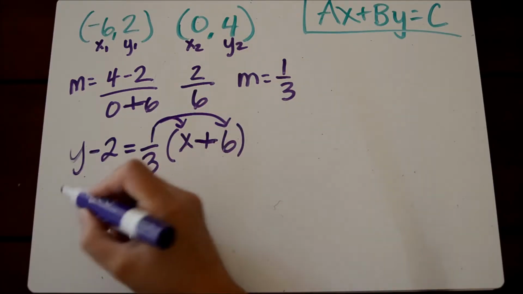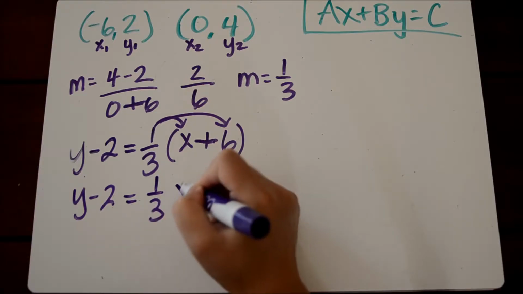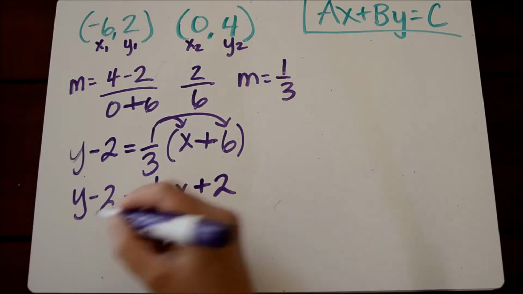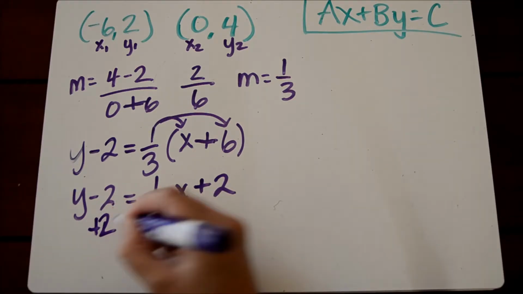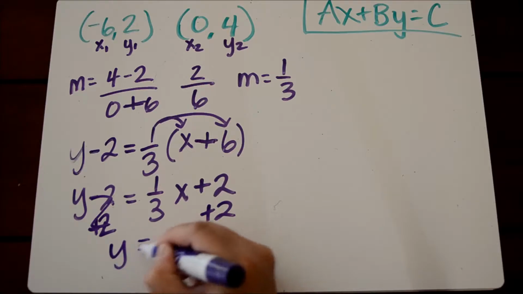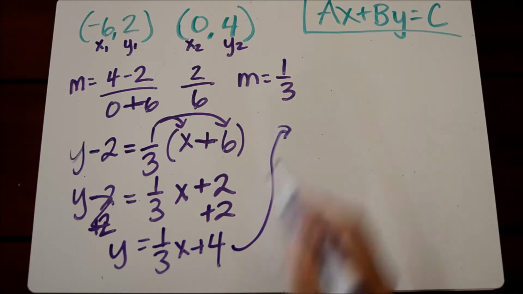So again, we're going to distribute. Here when we distribute, we get 1/3 x plus 2. We're going to move the constants to the right-hand side. So add 2, add 2. We get y equals 1/3 x plus 4. Let's go ahead and move this up to the top so we have a little bit more room.